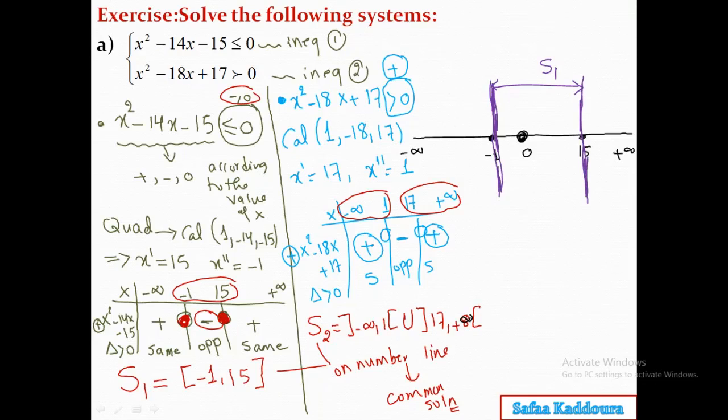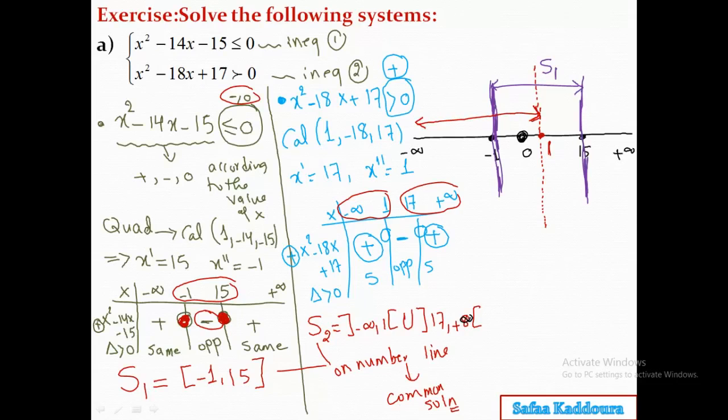Now I will go to the second solution. The second solution is from minus infinity to 1. This is minus infinity, let's say this is 1. From minus infinity to 1, because it is an open interval, I will put it as a dotted line because it is open. This is from minus infinity to 1.